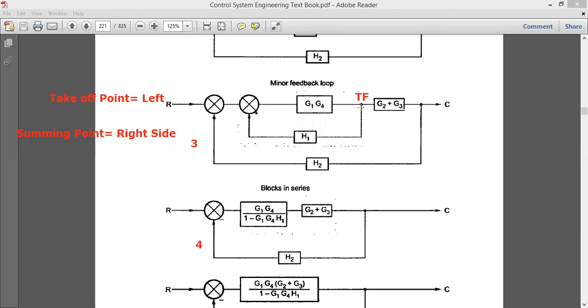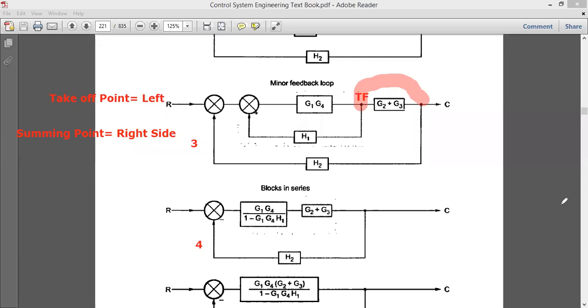The thing is, I have to shift my takeoff point from this point to this point, right? I have to shift now. Okay, this is one. But the question here is, for the takeoff point, the critical rule applies here.